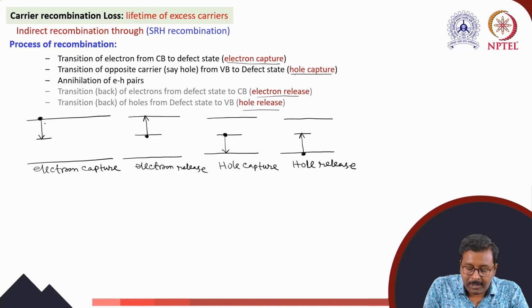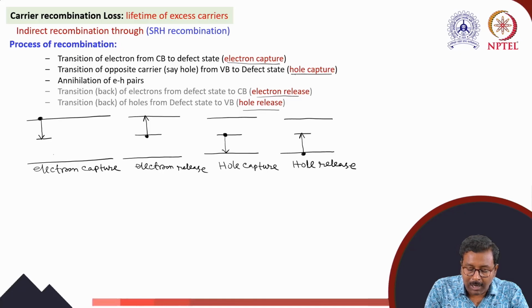Now, suppose one electron is captured by the trap state, that is, the electron moves from the conduction band to the trap state. After this electron capture, if there is a hole capture process, so holes are also moving from the valence band to the trap state, then this electron and this hole will recombine here. That means recombination from the conduction band to the valence band takes place by two processes: electron capture followed by hole capture.